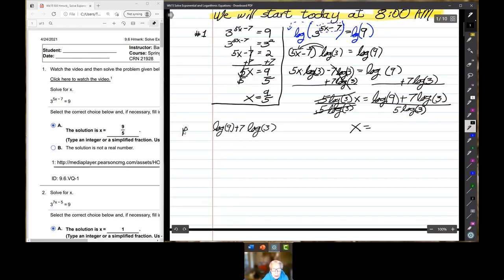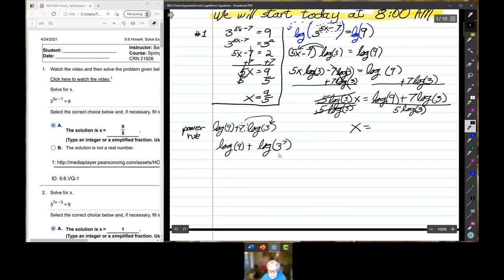The power rule tells me that I can take this 7 and put it up in the exponent position. Okay, I'm going to do that. Log 9. Now notice this. Plus, wait a minute, don't notice it yet.